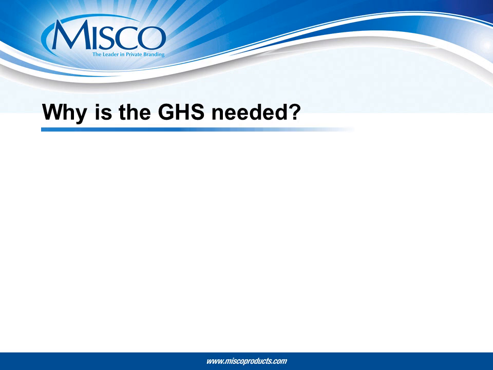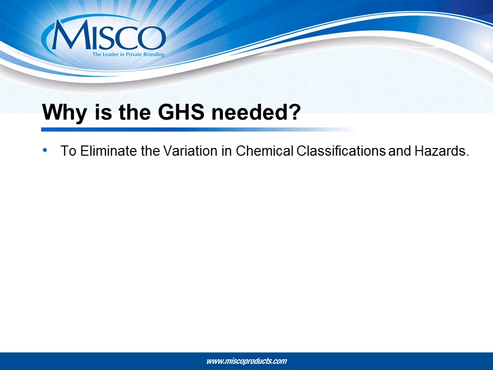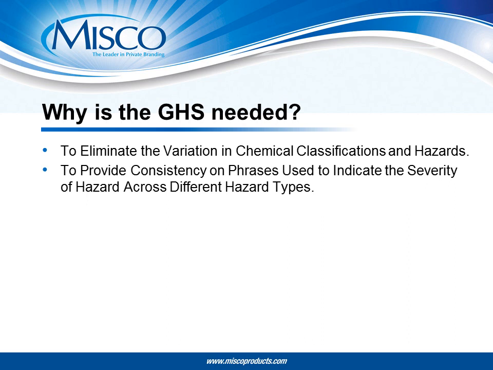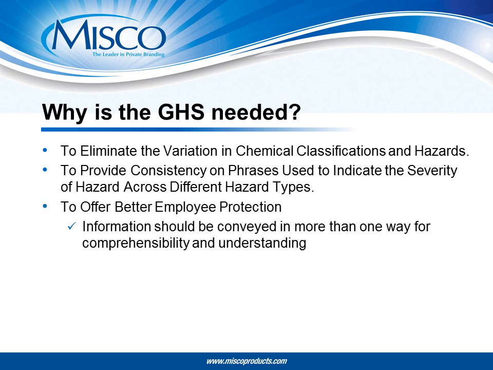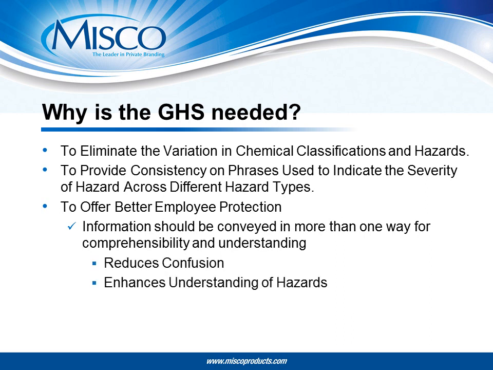So why is GHS needed? To eliminate the variation in chemical classifications and hazards, to provide consistency on phrases used to indicate the severity of hazard across different hazard types, and to offer better employee protection. Information should be conveyed in more than one way for comprehensibility and understanding. This reduces confusion, enhances understanding of hazards, and helps address literacy and language concerns.